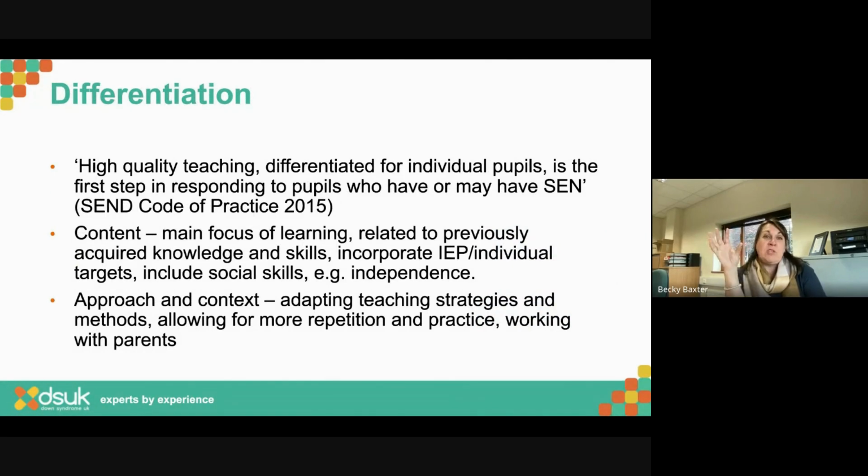So thinking then, once we've got our targets, linking that into differentiation. High quality teaching differentiated for individual pupils is the first step in responding to pupils who have or may have special educational needs. We all kind of know that. You might be thinking about the content. So what's the main focus of the learning related to what they learned in previous lessons, in previous topics, in terms of their previous target. And again, I'll be looking at what was their last target, IEP, individual targets, all those targets we've talked about. How am I going to move that forward? What's my next target for the next half term?